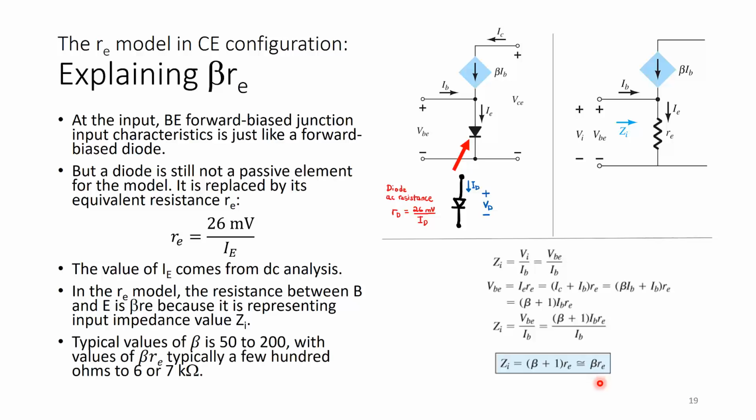So typical values of beta are usually about 50 to 200, with values of beta RE typically a few hundred ohms to 6 or 7 kilo ohms. So plus 1 is not that significant.